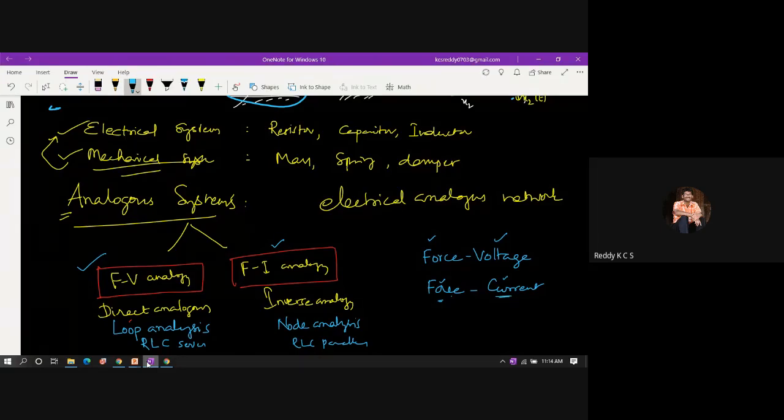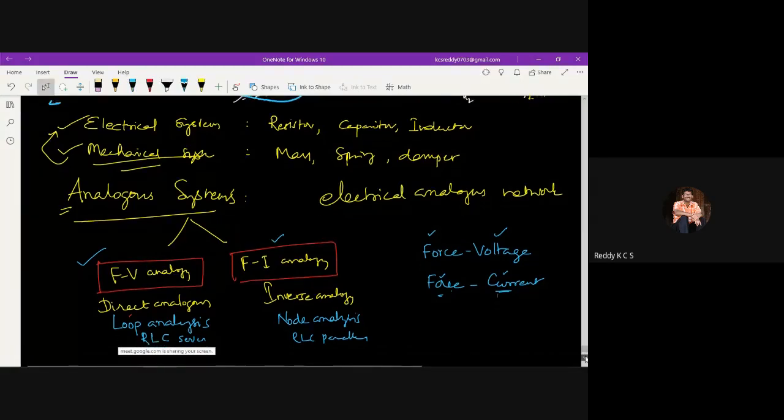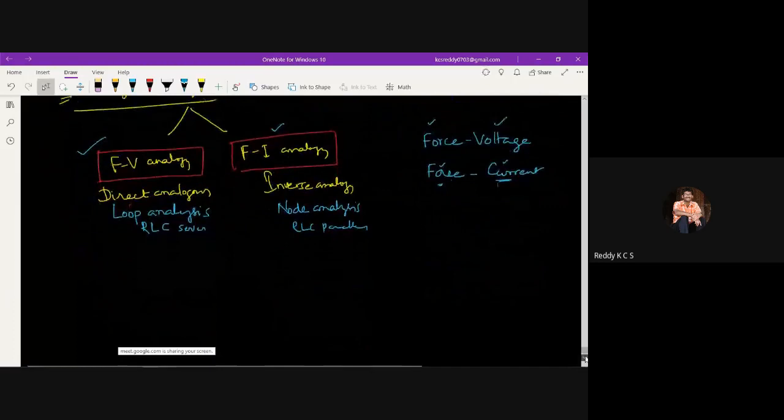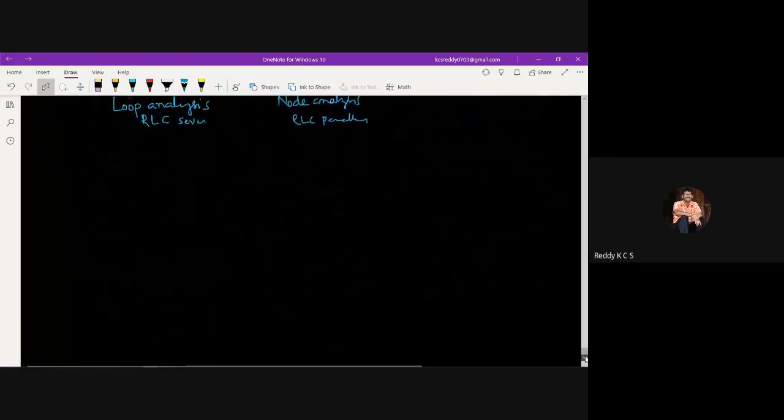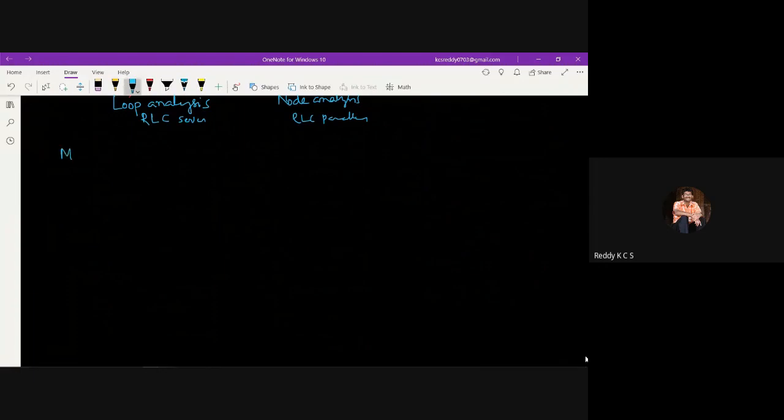So this is what we can discuss with one example. First I'll write the mechanical system. We'll talk about the mechanical system here.